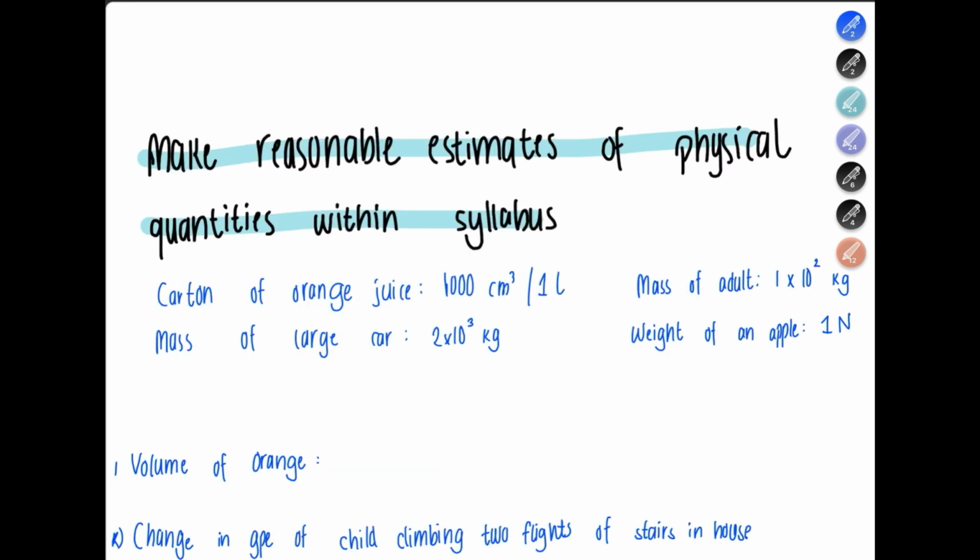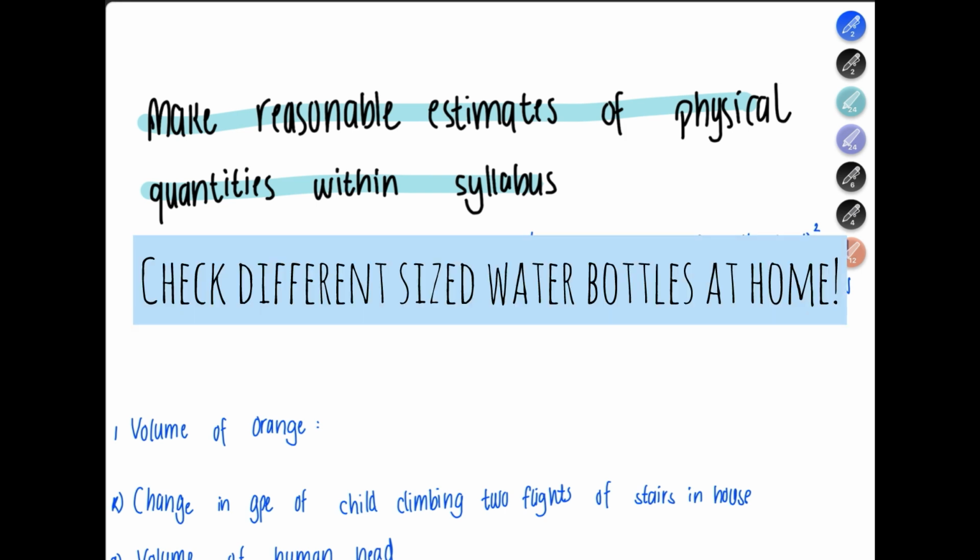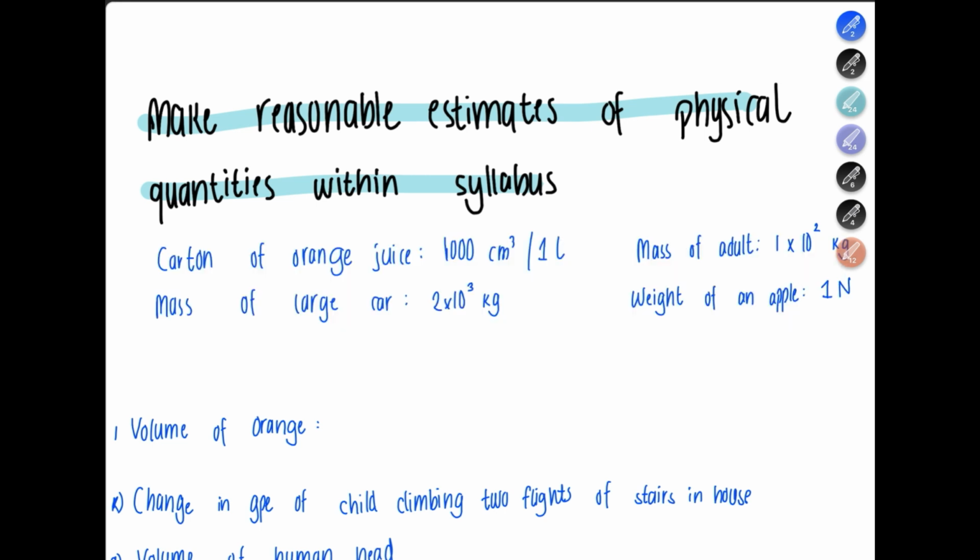Now for AS physics, it's important that you know how to make reasonable estimates of physical quantities within the syllabus. So that means as you're going through the syllabus and studying more chapters, be mindful of the quantities that you're studying. What is the estimate for a carton of orange juice? This is around 1 liter. You know your water bottles, the big water bottles are 1 liter. What is the mass of a large car? It's about 200 kilograms. You can imagine multiple, it's obviously much heavier than a normal person.